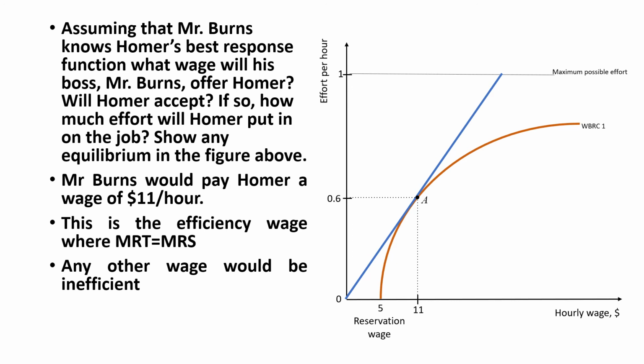Homer will accept any offer greater than his reservation wage of $5, and at $11 per hour, he will put in an effort of 0.6 as shown in the graph.